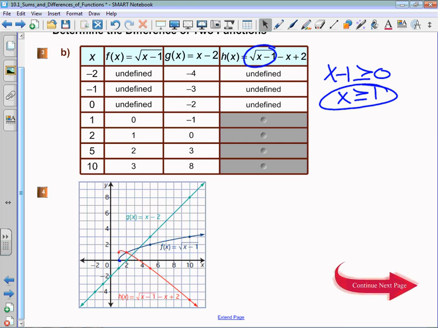So 0 minus -1 gives me positive 1. 1 minus 0 gives me positive 1 again. 2 minus 3 gives me -1. 3 minus 8 gives me -5.